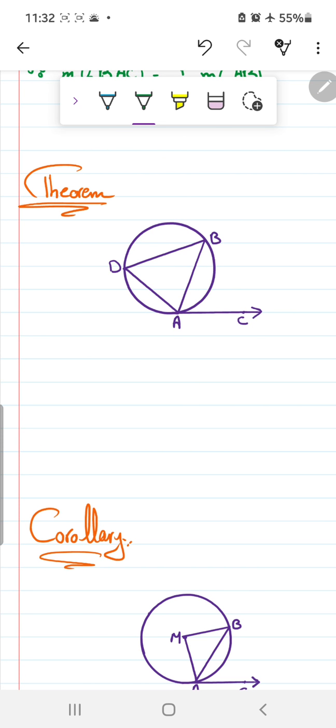We have a theorem. The measure of the angle of tangency equals the measure of the inscribed angle subtended by the same arc. It means here measure of angle BAC, its arc here is AB. What is the inscribed angle subtended by the same arc? Here measure of angle BGA. So they are equal in measure. So measure of angle BAC equals measure of angle BGA. Here we have angle of tangency and inscribed angle subtended by the same arc.